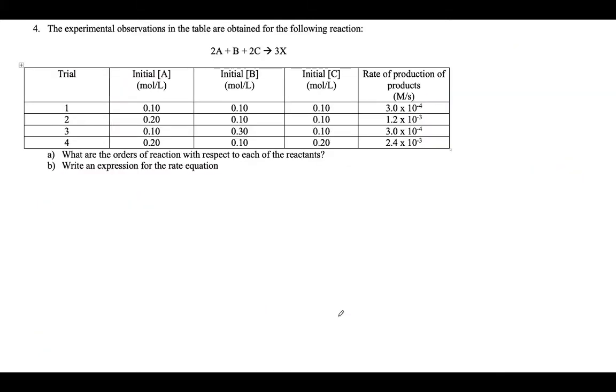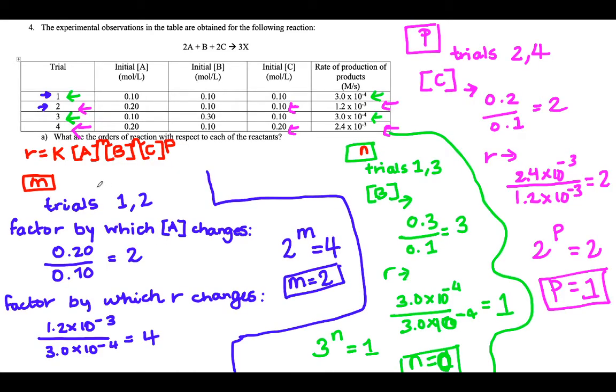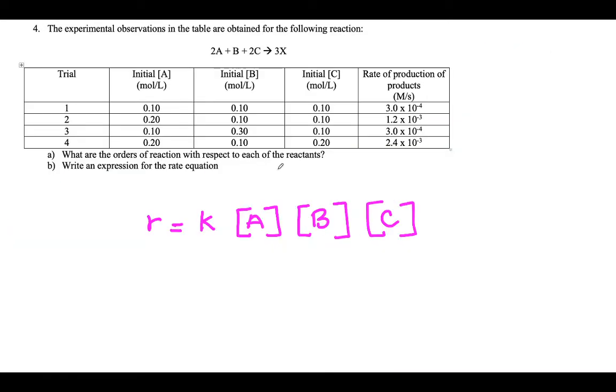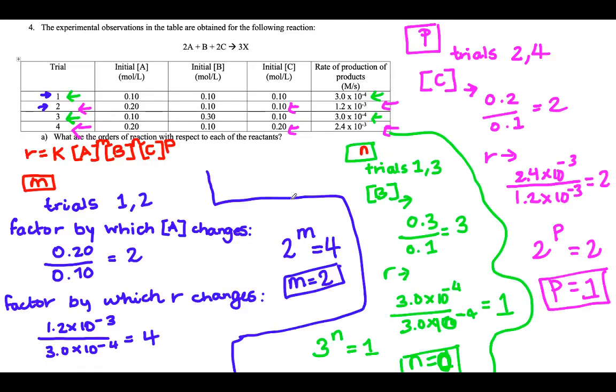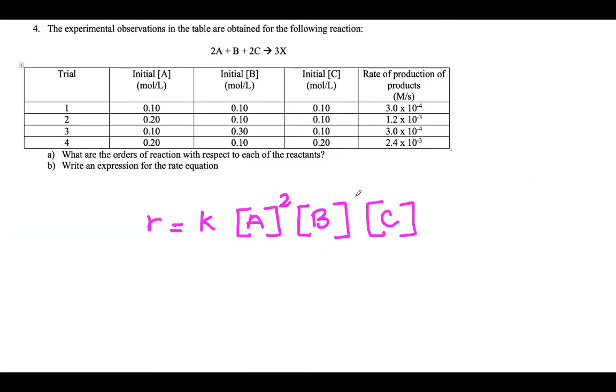So part B is asking you to write an expression for the rate equation. So all I have to do is take the information that I learned previously and put it all together. So I know R is equal to K times concentration of A times concentration of B times concentration of C. So the exponent of A, M, was 2. A to the power of 2. For B, 3 to the power of n is equal to 1. So anything to the power of 0 gives you 1. So B is to the exponent of 0. And C, P, has the exponent of 1.